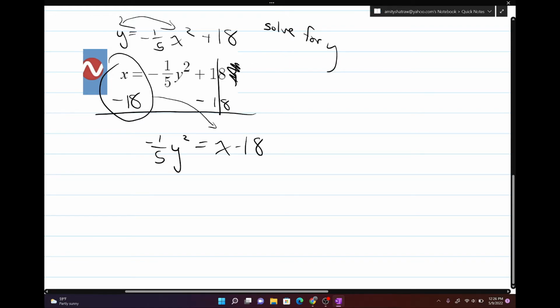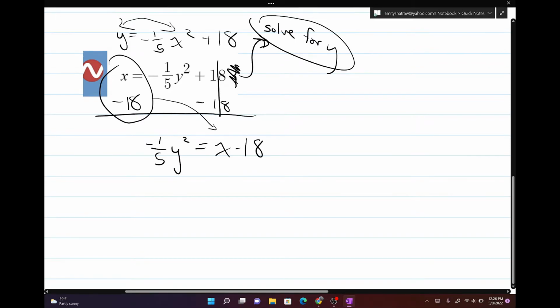Once we get to this step, this solve for y is what we are doing right now. Okay. So how do I get this y to be by itself? I've got a negative 1/5 in front of it. Here's the deal. Multiplying by the reciprocal is absolutely key. So the reciprocal of 1/5 is 5. And because I want it to be positive, I'm going to make that be a negative 5, which means I'm multiplying all of this by a negative 5.